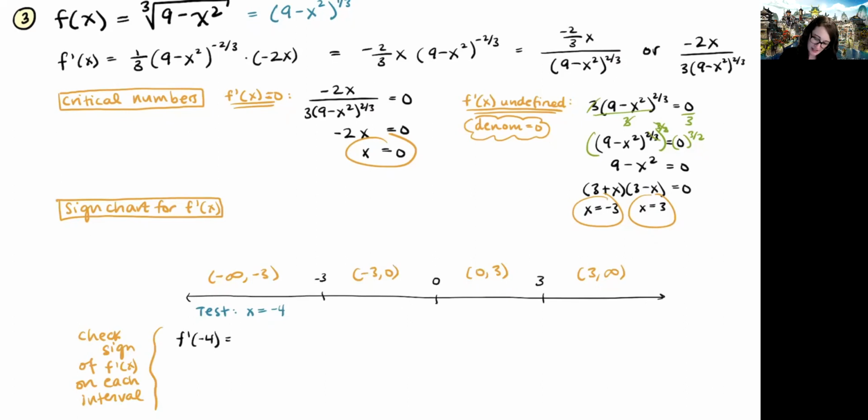Like how about -4? We're plugging that into the derivative. So we'll have -2 times -4, and that's divided by 3 times 9 minus -4 squared to the 2/3. Oh my gosh. So really carefully plug this into your calculator. Let's see, up top, we'll get a +8. Down bottom, 9 minus, okay, -4 squared is 16, so 9 minus 16, that's -7.